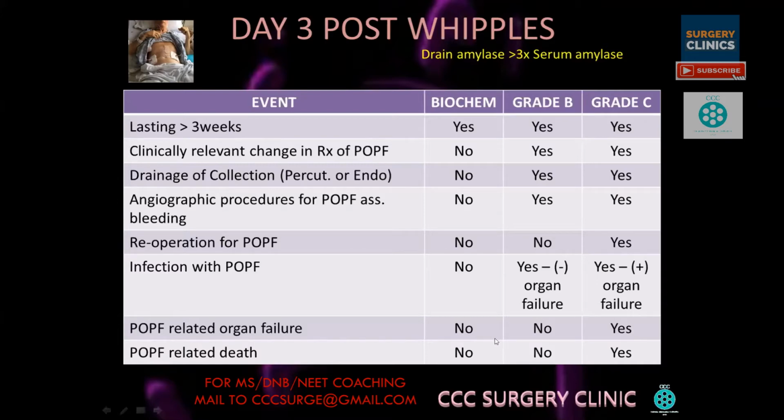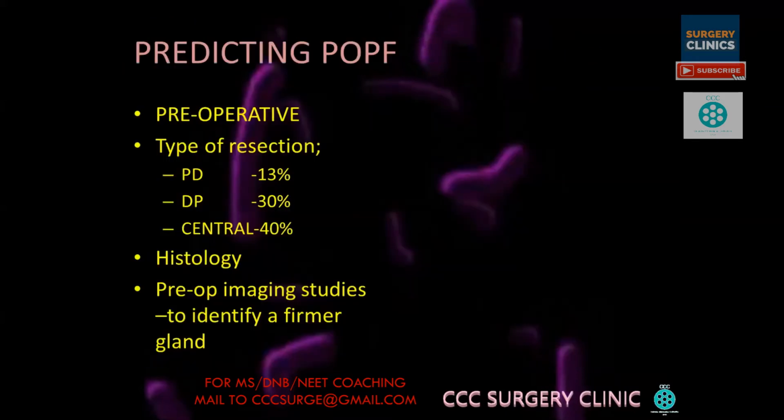POPF related organ failure: no in a biochemical leak, no in a grade B leak, yes in a grade C leak. And a POPF related death is very unusual for a biochemical and a grade B leak, definitely for a grade C. Now, when I finish up, I'm going to give you some reference to this slide. So, is it possible to predict which patient would have a pancreatic fistula?